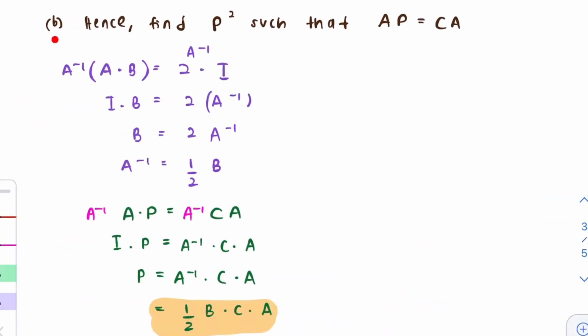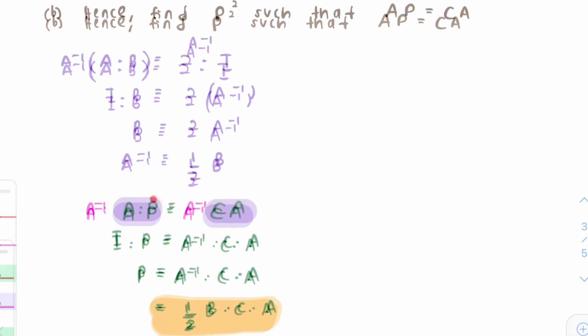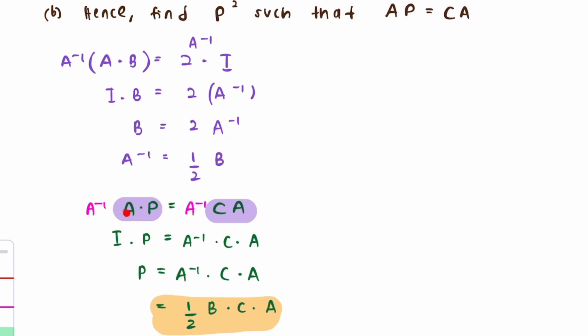So now let's see question B. Hence, find P squared such that AP is equal to CA. So now let's write AP is equal to CA. So in order to find P squared, first of all, we need to find P. So this is our P. In order to find P, we need to get rid of this A here. So the only way to get rid of matrix A is just multiply A inverse to your left-hand side. So A inverse times A is I. And then just rewrite back A inverse CA. And then IP is just equal to P. So P is equal to A inverse CA.